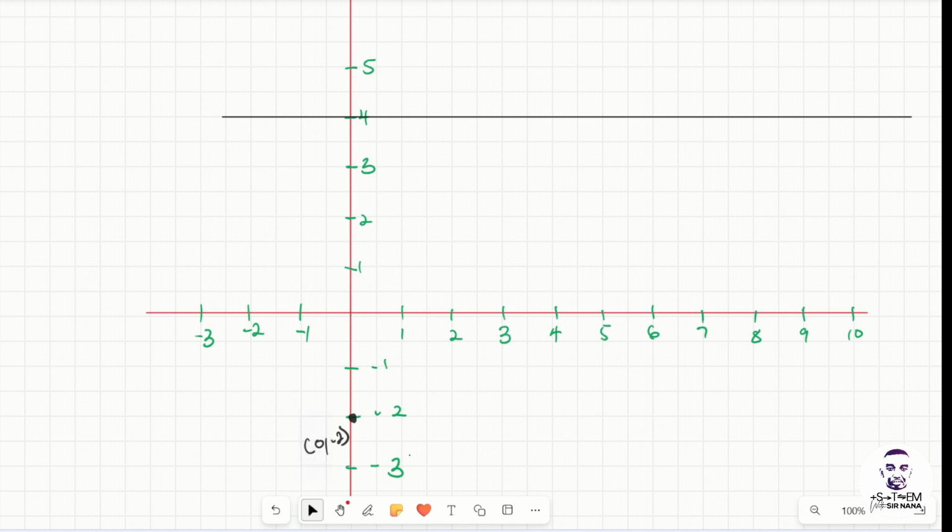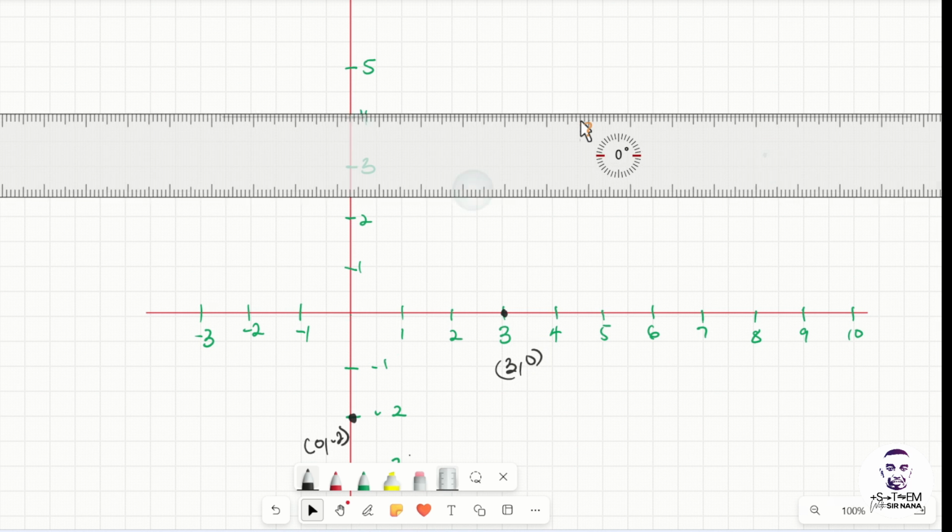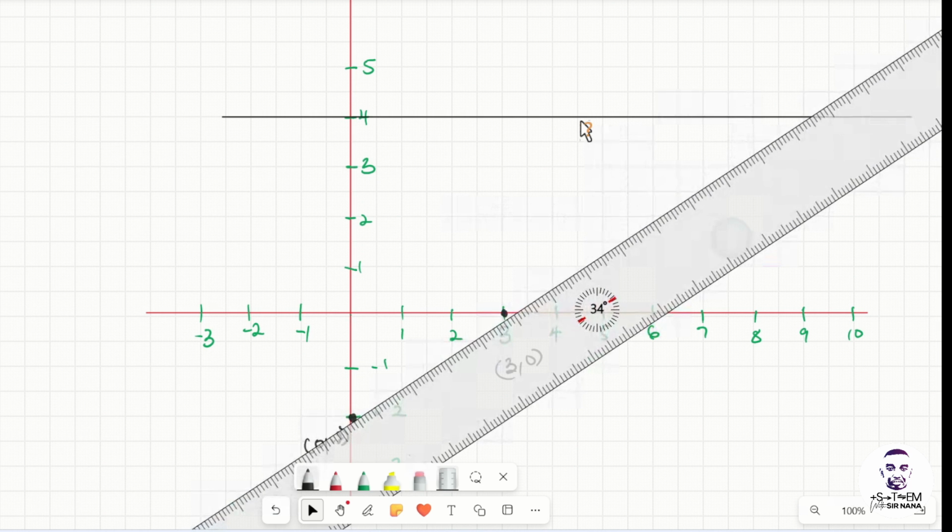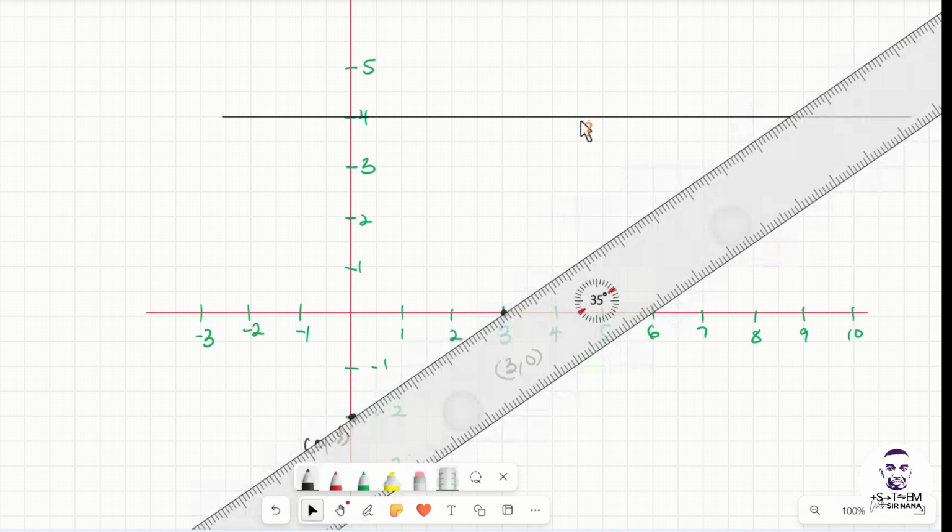And then we also got 3 and 0. So 3 on the x-axis and then 0 on the y-axis, right? So we have 3 and 0. Then we'll draw a line to pass through those 2 points, right? So that's also right. So the line passes through here.